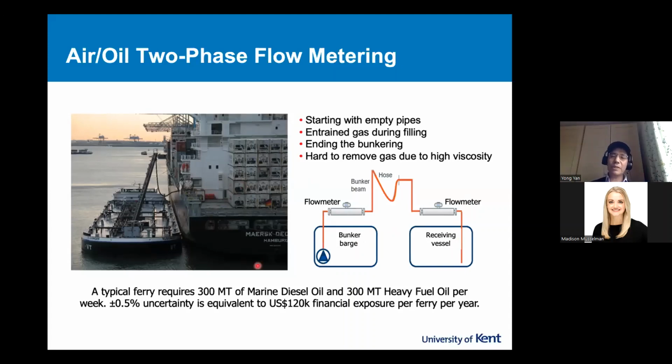At the bottom, I'll give you an example here. A typical ferry, if we top up 300 metric tons of marine fuel, marine diesel oil, or heavy fuel oil, imagine plus or minus 0.5% uncertainty. That is equivalent to roughly $120,000 of financial exposure per ferry per year. A ferry company can have many ferries. Can you see this equates to a lot of money per year, which is uncertain? So we need to monitor or measure oil flow rate accurately.